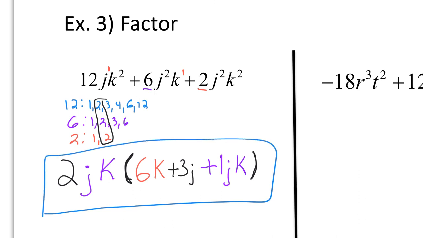You guys have the 2 factors that multiply to the trinomial. And you guys can check. If you multiply 2jk times 6k, that's going to be 12jk squared. 2jk times 3j, that's going to be positive 6j squared k. And 2jk times 1jk, that's 2j squared k squared.